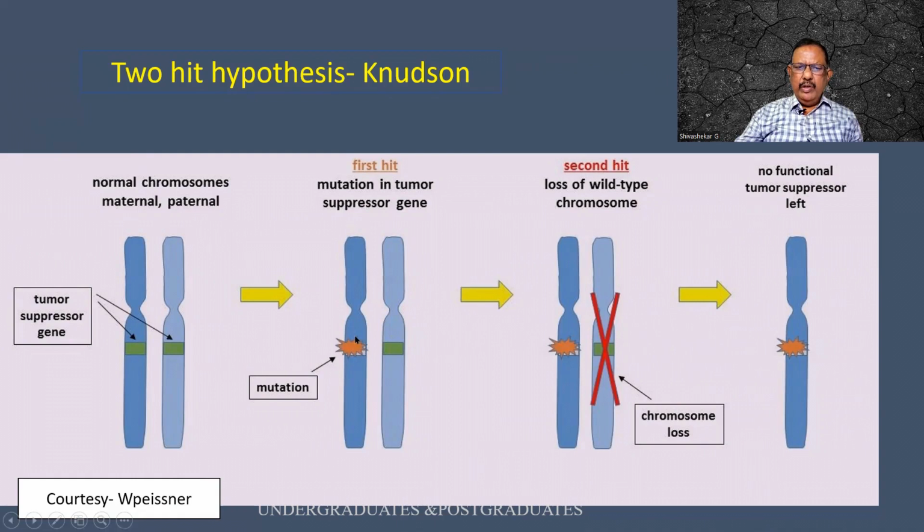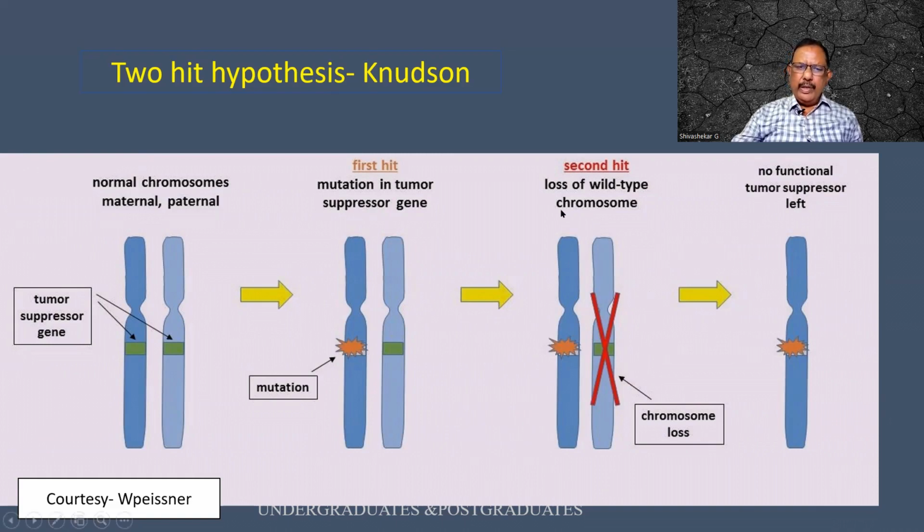There is a mutation or an inheritance. One chromosome is defective. This is the first hit. Again, nothing will happen to the individual. But sometimes the wild type chromosome can have a chromosomal loss or a mutation whatsoever. So this also becomes defective, or is lost. As a result, there is no suppressor gene. There is a manifestation of neoplasm. This is the wonderful two-hit hypothesis of Knudsen.